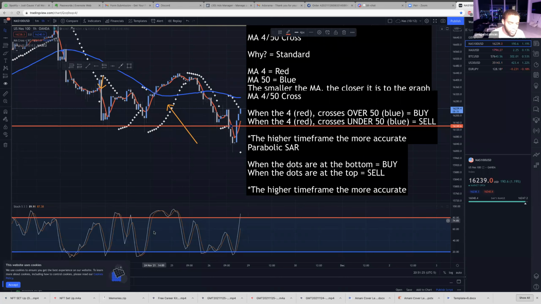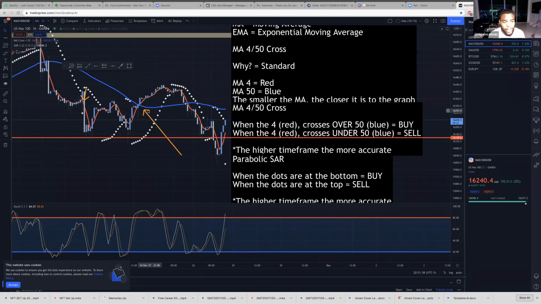So this is a 3 out of 3 trade. Stochastic at the bottom for the buy. Price is breaking through the 4-50 for the buy. And our parabolic SARs are at the bottom. You guys understand this, you can understand any strategy. The higher the time frames, the more accurate. You can use any series of crosses. You can use any series of stochastics. It's just understanding it and having it work for you.